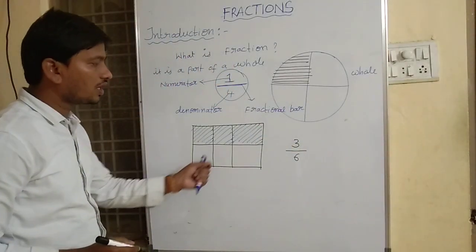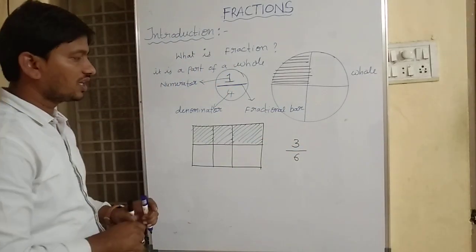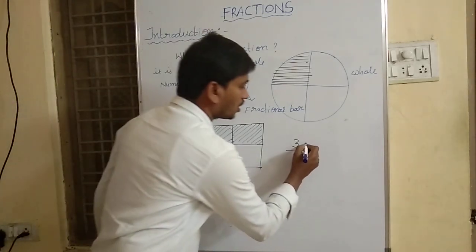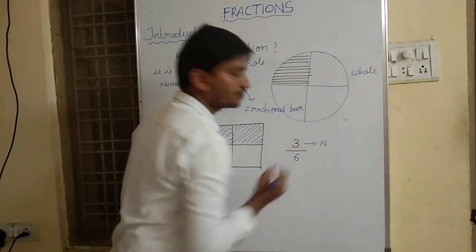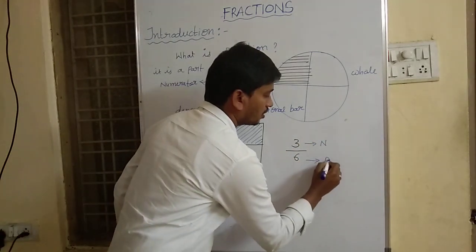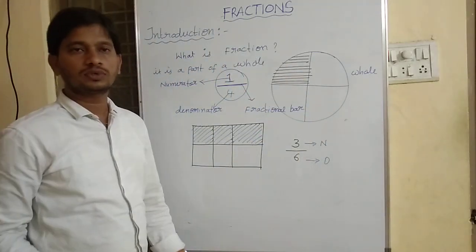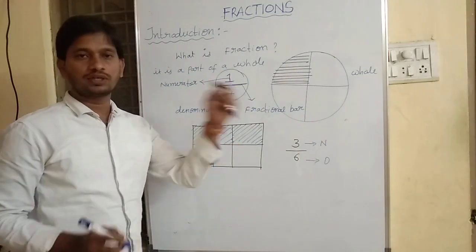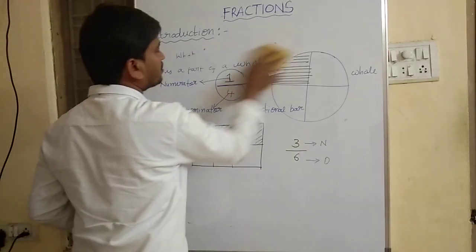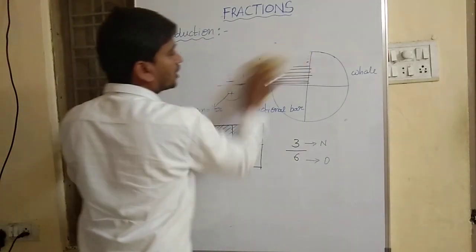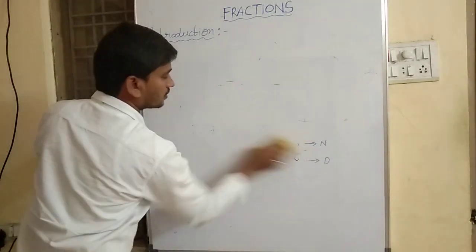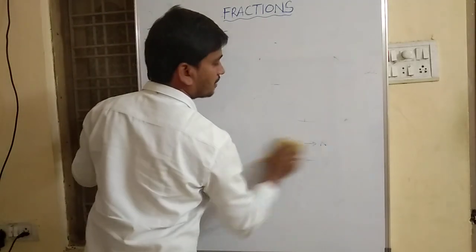So the fraction is what? 3 by 6. In 3 by 6, what is 3? 3 is called the numerator. And what is 6? 6 is called the denominator. Okay, this is about fraction. Now, let us discuss types of fractions. What are the types of fractions?